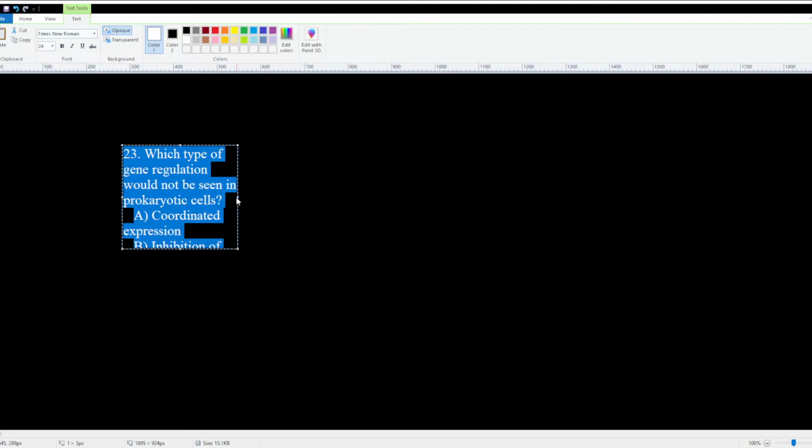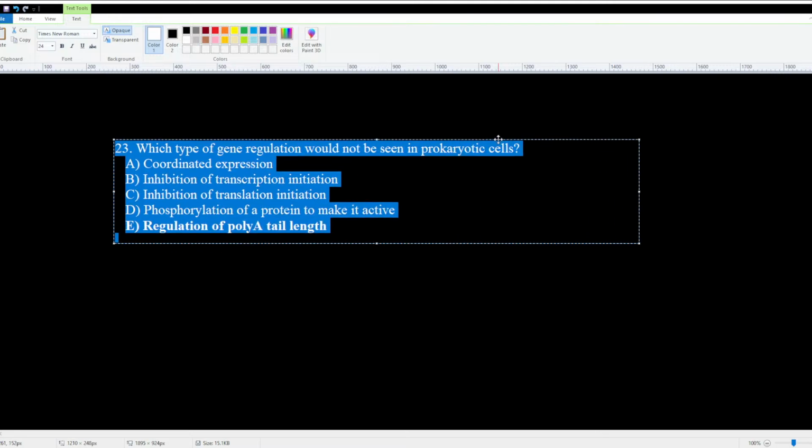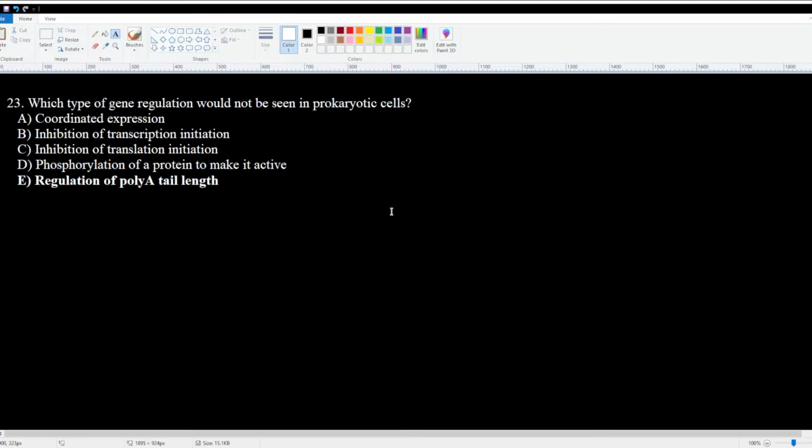Sorry about that. This question requires you to know what a poly A tail is and how prokaryotic cells and gene regulation differ. So anyway, how is gene regulation different in prokaryotic cells versus eukaryotic cells?